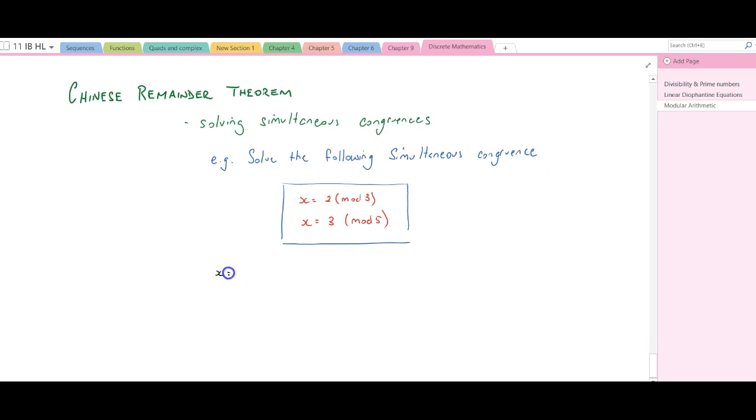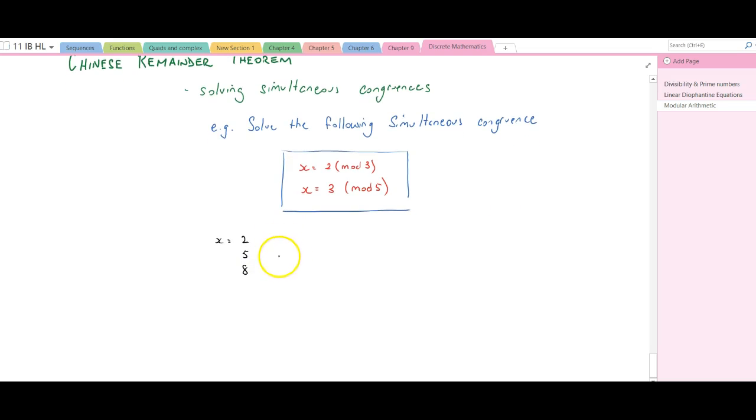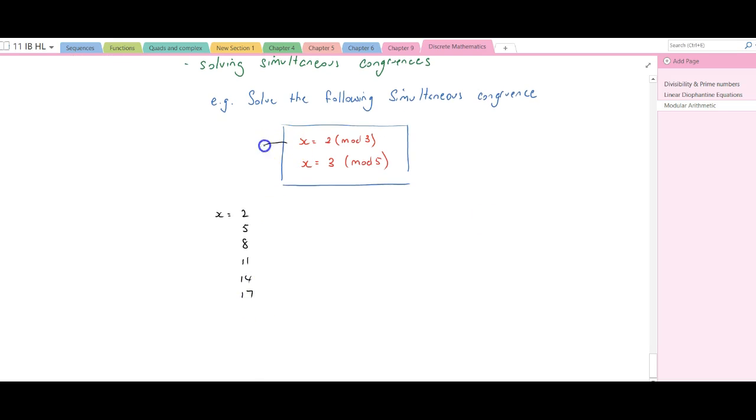So x can be equal to, in 2 mod 3, 2, 5, 8, and so we go on. All these in mod 3 are remainder 2. And so we just keep going down, and so x represents all those possibilities. Now over here, x can be 3. Now we're in mod 5, so x can be 8, we just go up in 5s, don't we? 13, 18, 23, 28, and the list goes on, and it's an infinite list, it's endless. So what we're after is the family of solutions.